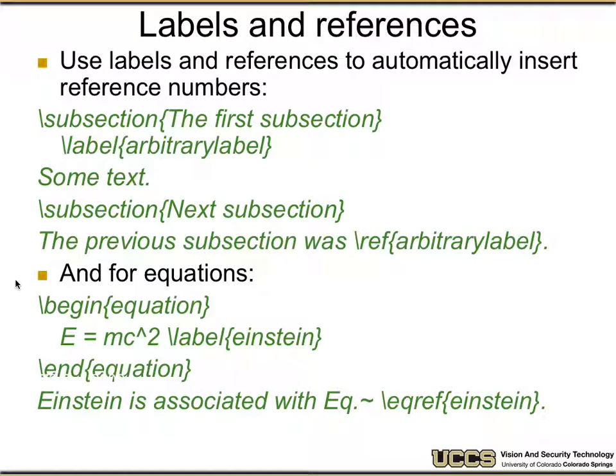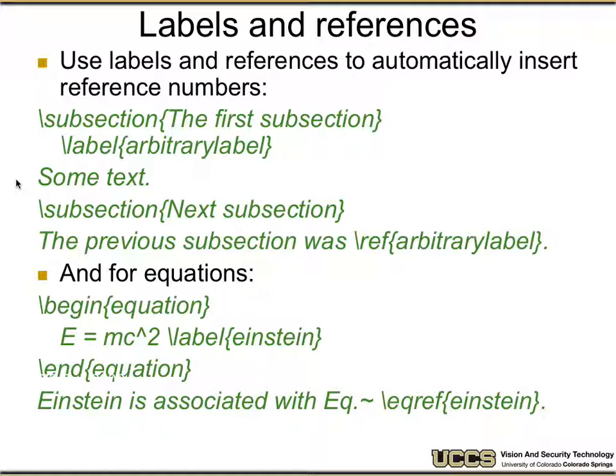References, so when I refer to something, I can have a section, then I can have \label a section and then some text. So this arbitrary label can now be used later to refer to whatever number the section was. Right? So you never say in your text, "in section 2"; you say "in section \ref arbitrary label."